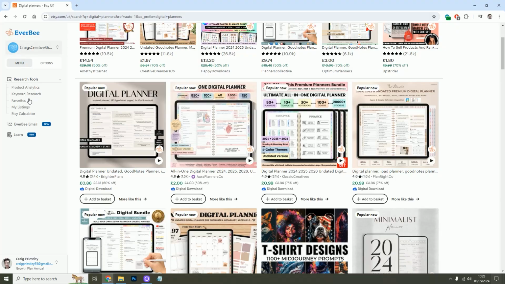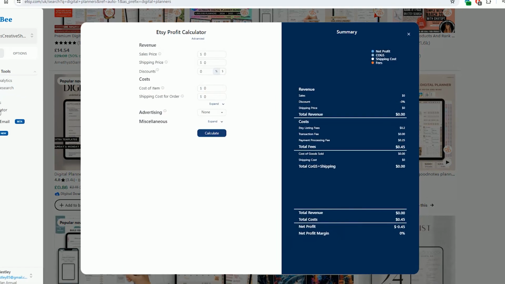So in order to stand out, you're going to need to make something better, which is going to be quite hard. So then one other option is to undercut the pricing and go in cheaper. But how cheap can we go so we still make a profit? That is where this Etsy calculator comes in handy.